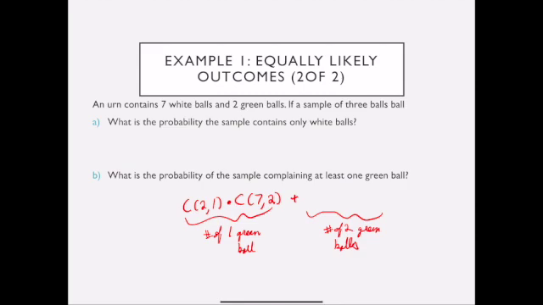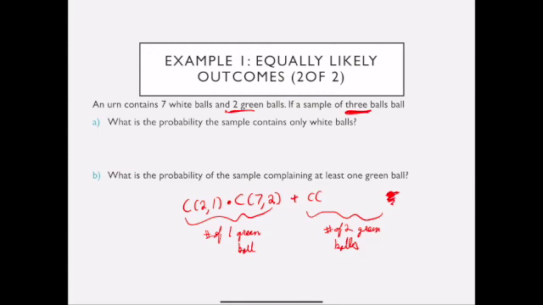I also have to add this to the number of how many ways I could get all green balls. Well, actually I can't, because I have to have a sample size of 3. So because I don't have 3 green balls, there's no way I could have a sample of only green balls. So I'm just looking at 1 and 2.